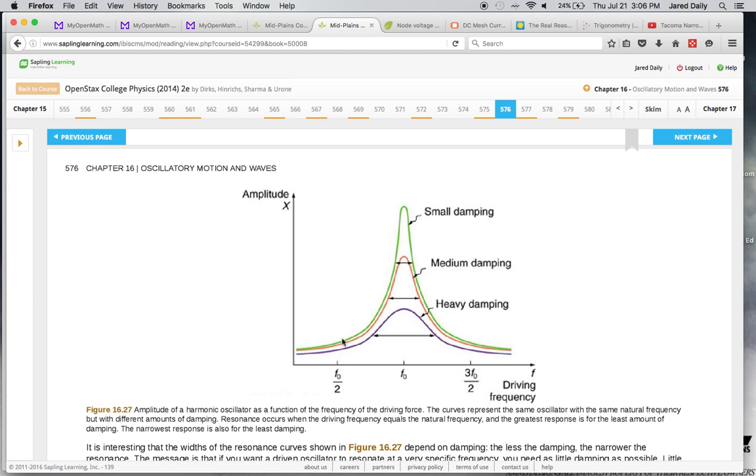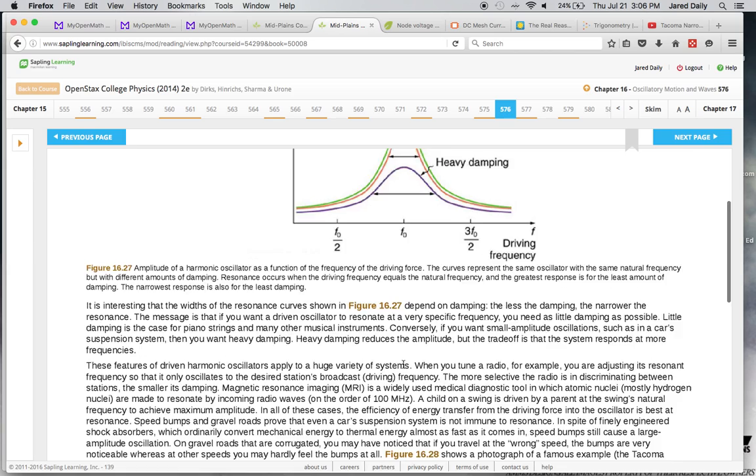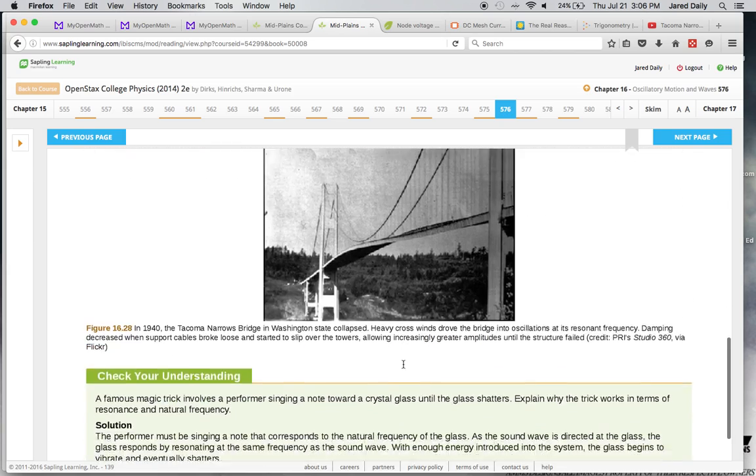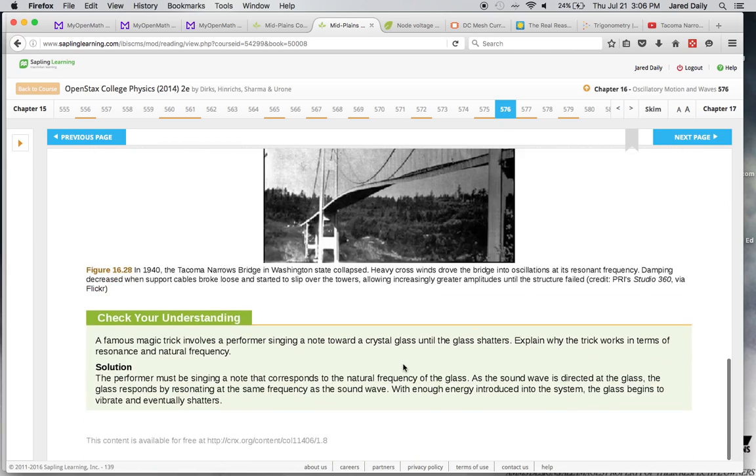But if you have small damping, then you get a very tight peak here where it just wants to oscillate just at this resonant frequency right in the middle, and just sits there, and it'll be a really big oscillation. And that can happen with a lot of things. Here they show a picture of the bridge.